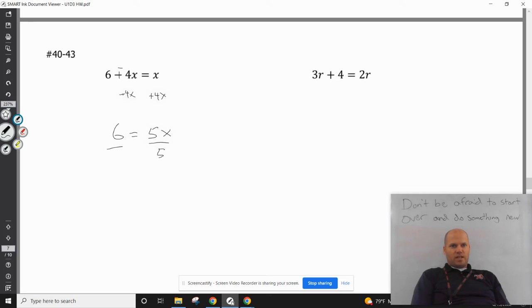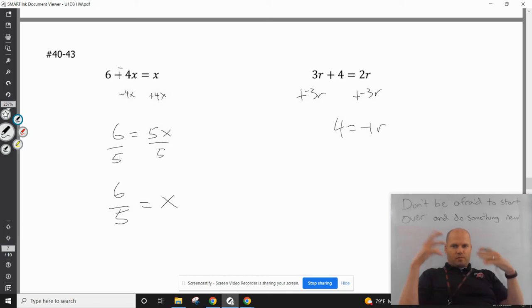And then we realize the answer is positive. Like this one, I would get rid of the 3 R's here so that I don't make that mistake of forgetting about the 0. 4 equals -1R. That's simple.